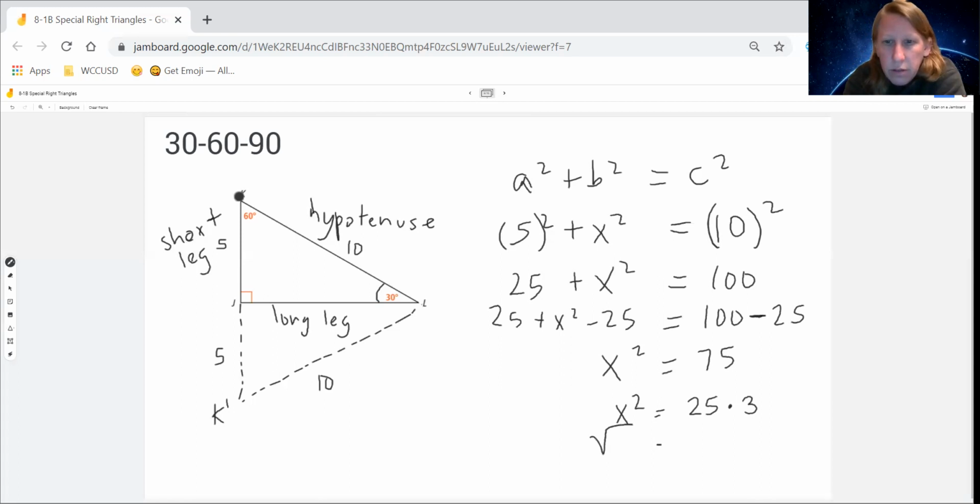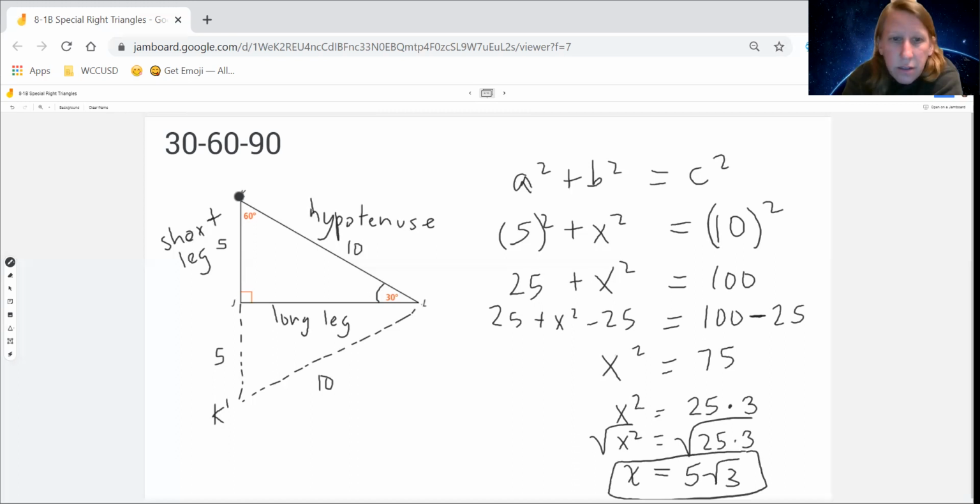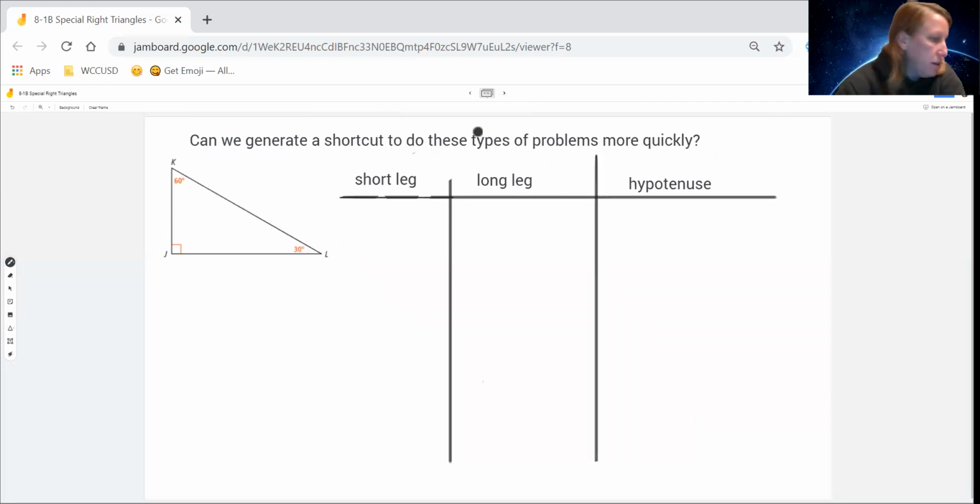When we do square roots, we like to find perfect squares inside. Square root of x squared is x. We only need the positive square root with geometry because we're not worried about negative solutions. And then square root of 25 is 5. Square root of 3 is, I don't know. Hey, look, that's the answer. The longer leg is 5 times the square root of 3. I wonder if that's consistent. Oh, let me tell you, it is.